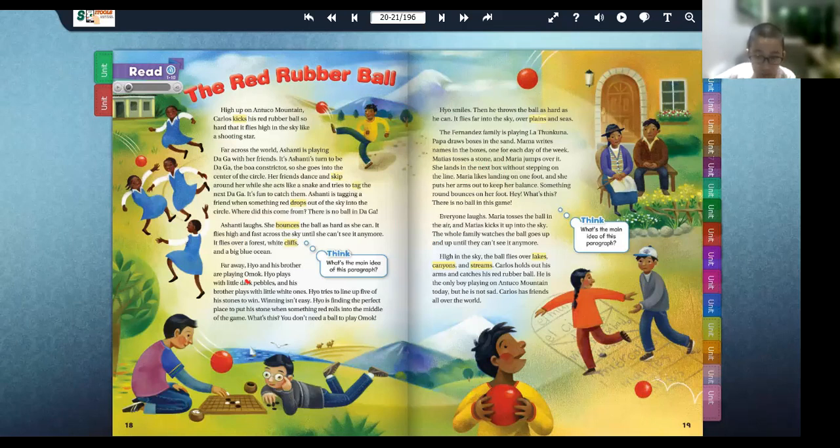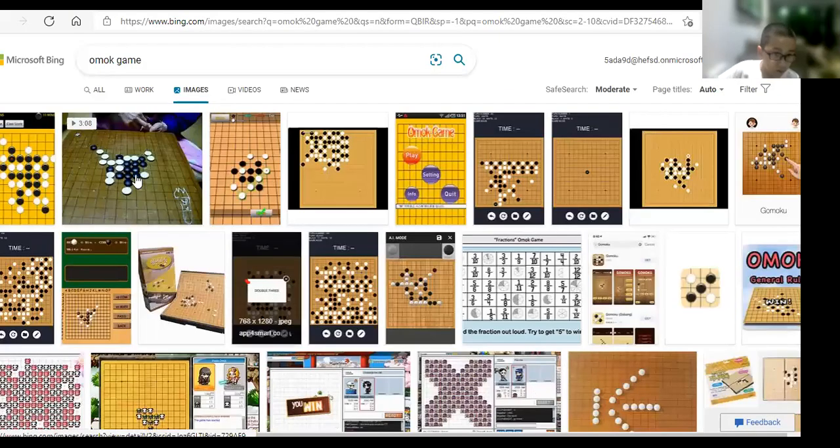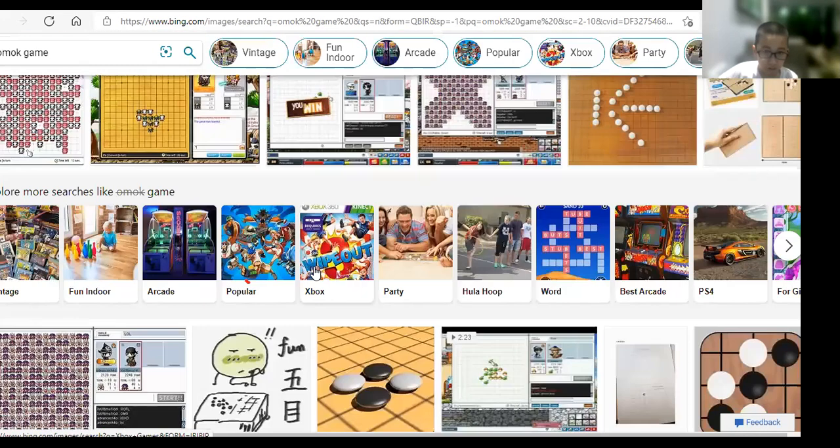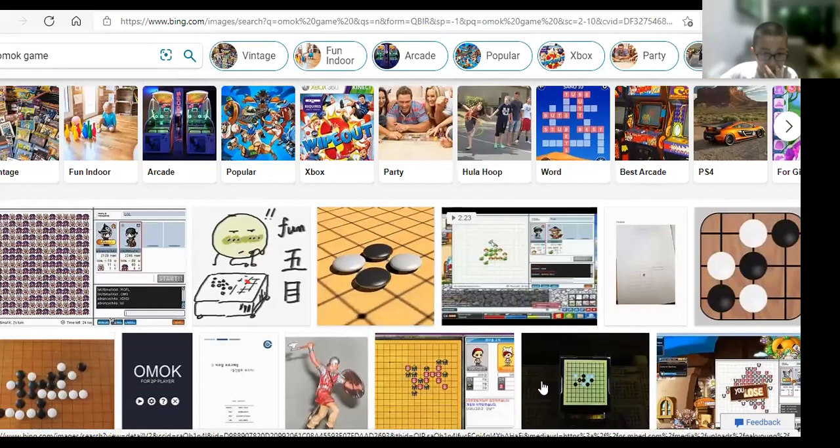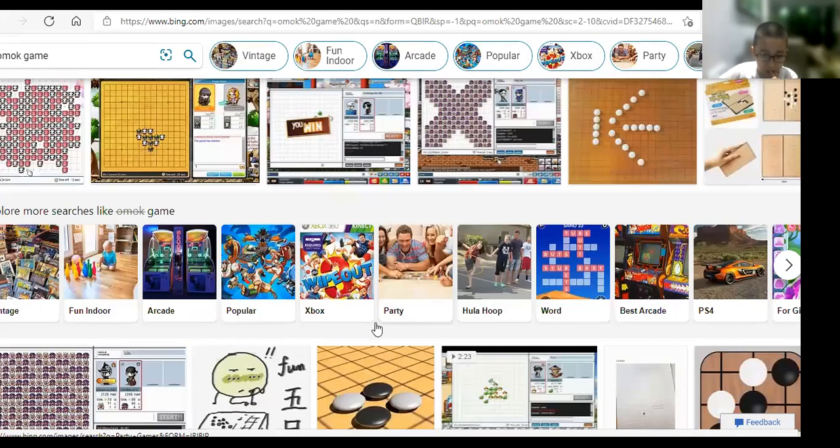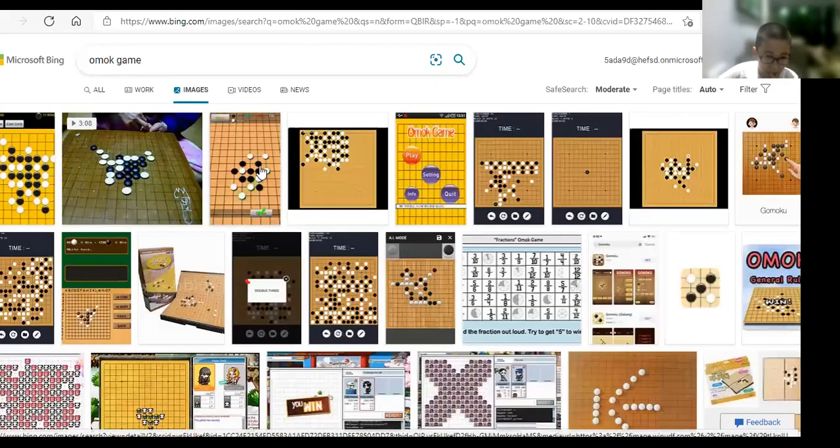So umok is somehow like a board game. Okay, it is a board game. Look at this one here. So it looks like this. I don't know how to play this one, but it's a board game. You can play that one with a partner, because it's a board game. And there's two colors of dots. We have black and white.